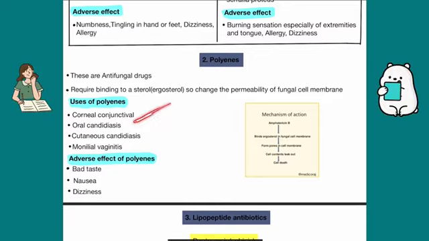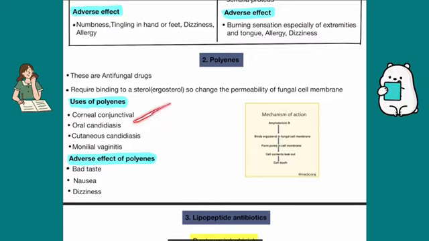These are important: candidiasis. It is used in cases of candidiasis. What are the adverse effects of polyenes? Adverse effects include bad taste, nausea, and dizziness. This is the normal adverse effect, so not much harm.